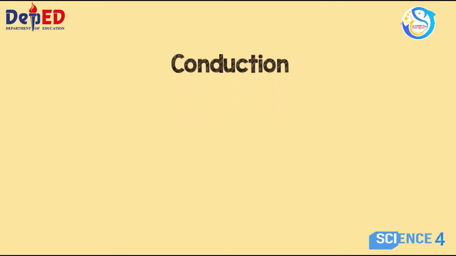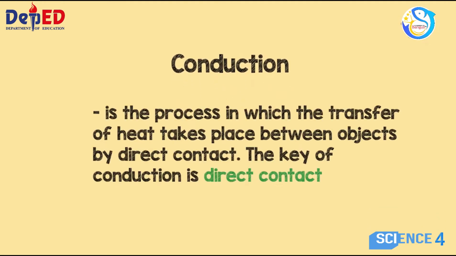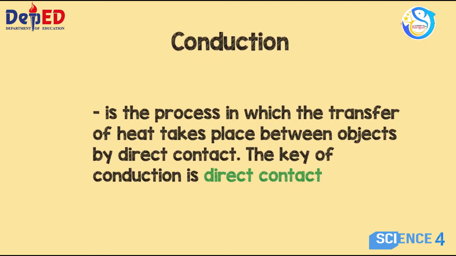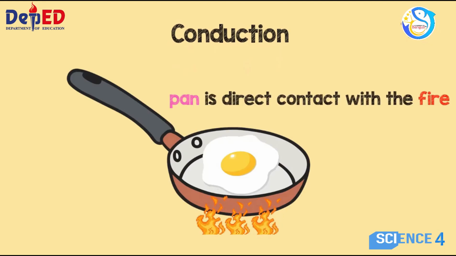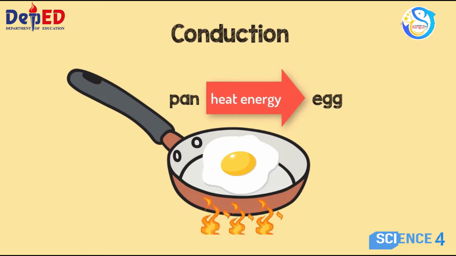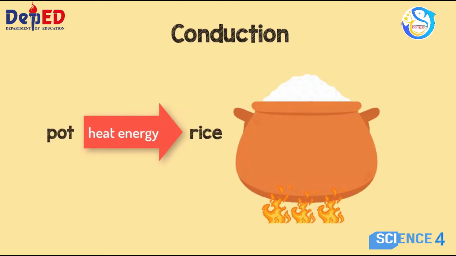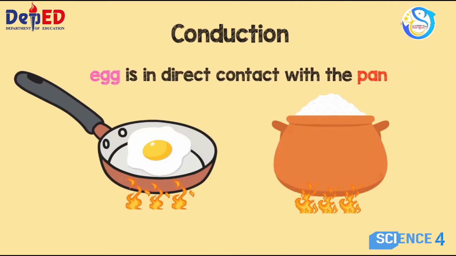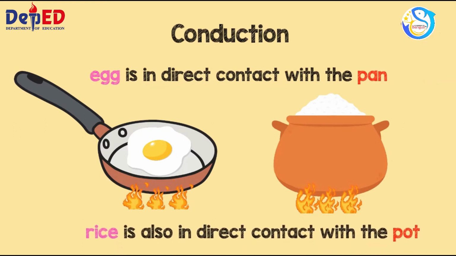Conduction is the process in which the transfer of heat takes place between objects by direct contact. The key of conduction is direct contact. Notice that the pan is in direct contact with the fire. The energy from the pan to the egg is transferred in the process of conduction, as well as the energy of the pot to the rice. Notice that the egg is in direct contact with the pan, and the rice is also in direct contact with the pot.